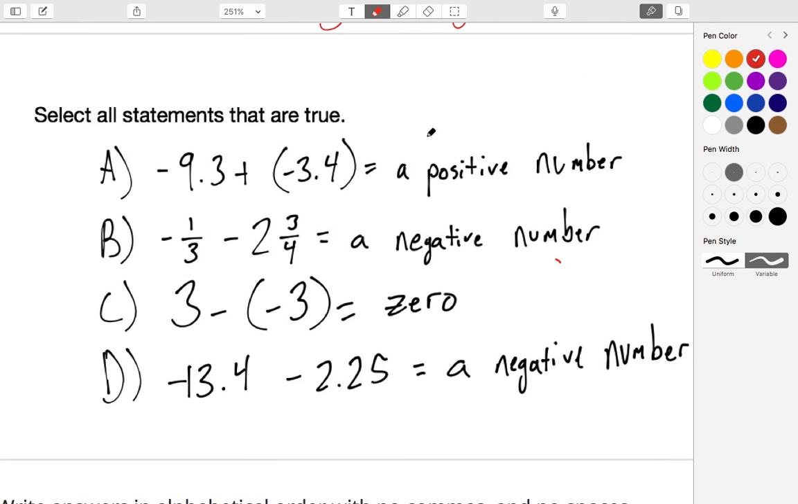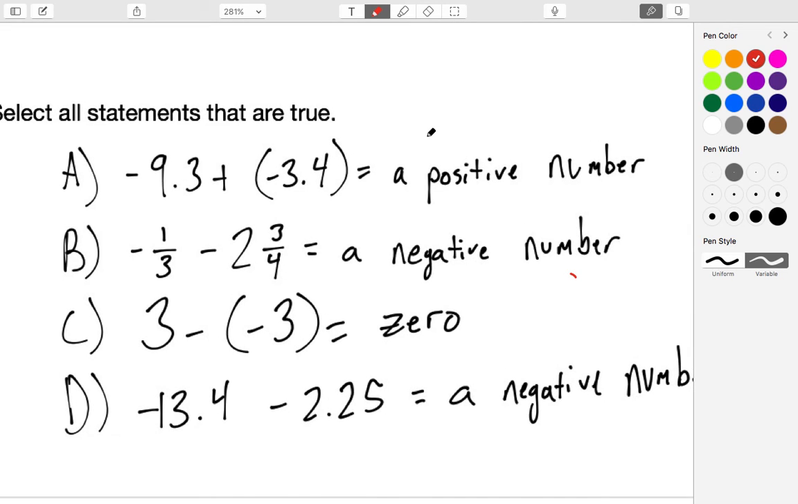So we have negative 9.3 plus negative 3.4. So we have to think of what is the operation. What operation are we dealing with? Addition. Okay, so that's important because you need to know which rules you're talking about. What about this one? Subtraction. What about this one? Subtraction. Now, the reason why I point that out is because if you think of positive times a positive is a positive, are you accessing the right rules?